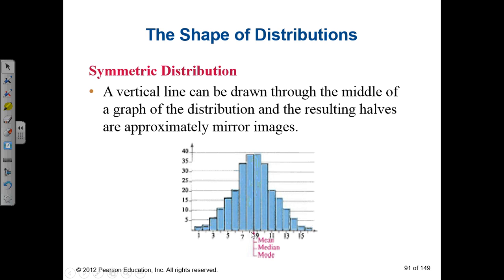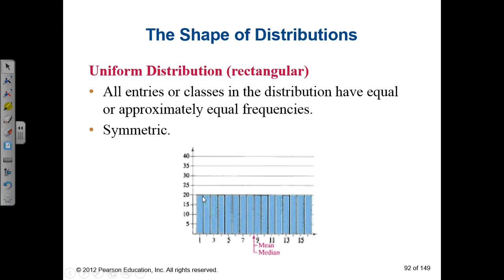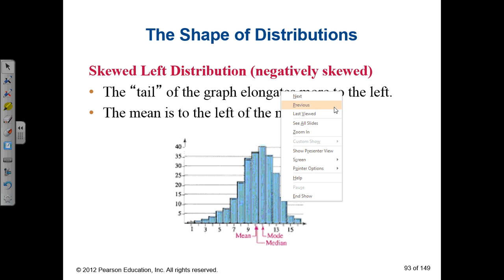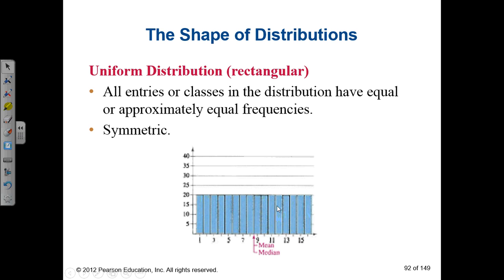In symmetric data, the mean, the median, and the mode are all equal to each other, and they're all equal to this value right in the middle. Uniform data is also symmetric, so the mean and the median are also right in the middle. If we fold along this middle line, we would get it matching on both sides, but there is no mode. The mean and the median are still equal to each other, but there is no mode because no value appears more often than the others.